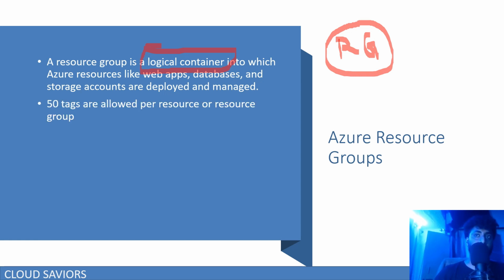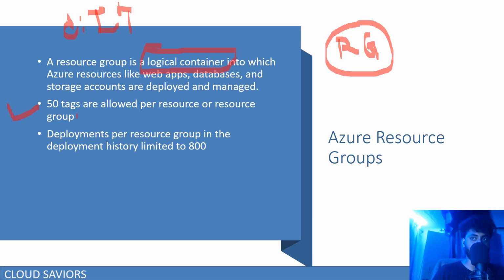50 tags are allowed per resource or resource group. Tags are completely non-technical. You first give the name and then the value. Let's say you have department equal to IT, and you want to assign this tag to a particular virtual machine. You mention the tag and tag value, department equals IT. Tagging is exactly as the name suggests: you are giving a name to these resources, indicating that this resource belongs to this department. You can assign 50 tags per resource or per resource group.